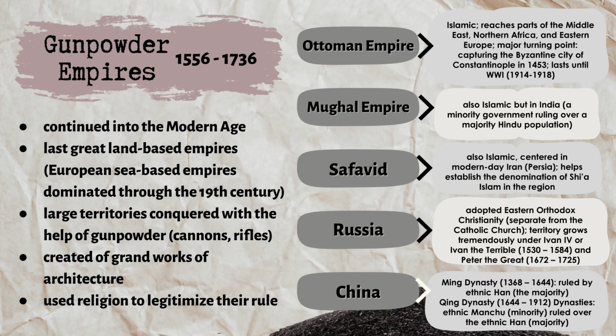The Gunpowder Empires show another recurring AP World pattern: rulers using religion and monumental architecture to strengthen political authority. In several of these empires, rulers governed populations that did not always share their religion or ethnicity. That created a challenge of legitimacy and unity. As you look at the slide, think about the question in the notes. How could religion and grand works of architecture help rulers bring large and diverse populations together?